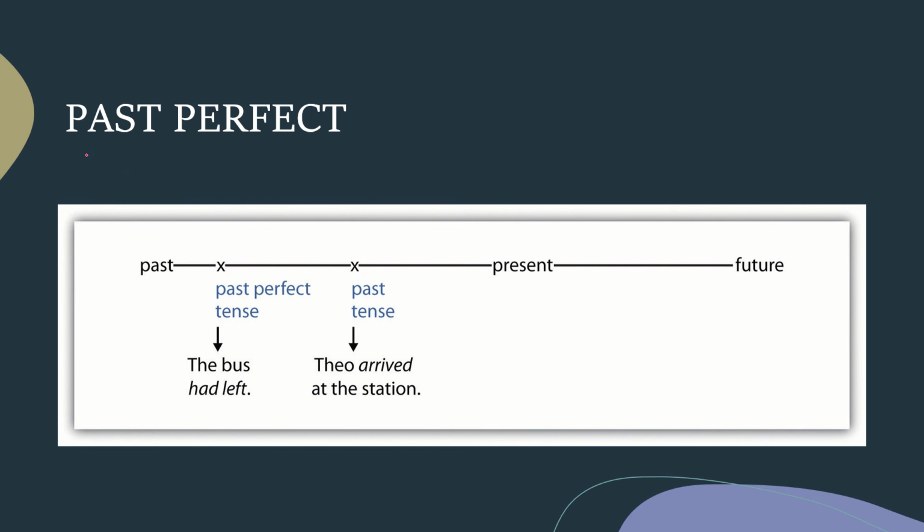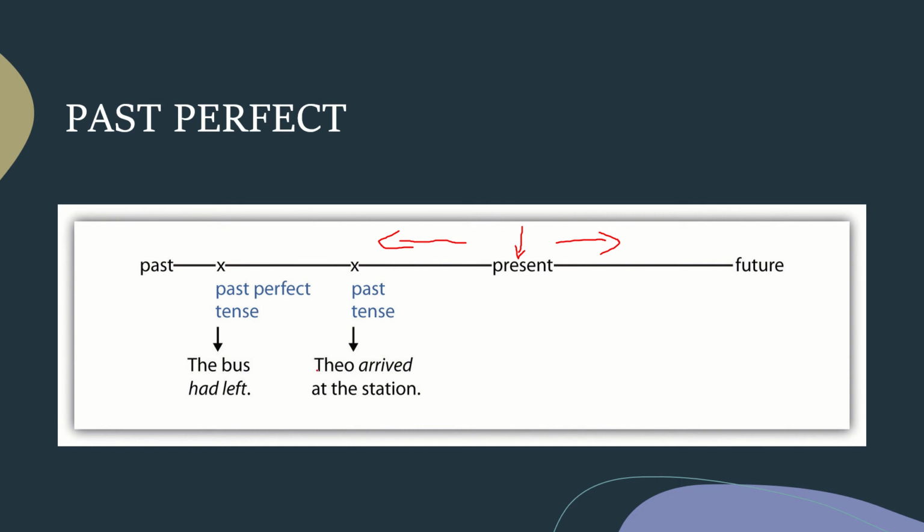Past perfect. So when you hear the word past perfect, we are talking about this. So let's see this timeline. Here we have the present in the middle, here we have the future, and here we have the past. So in the past, we have the past tense, that's closer to the present. And then we have the past perfect tense, which is further from the present.